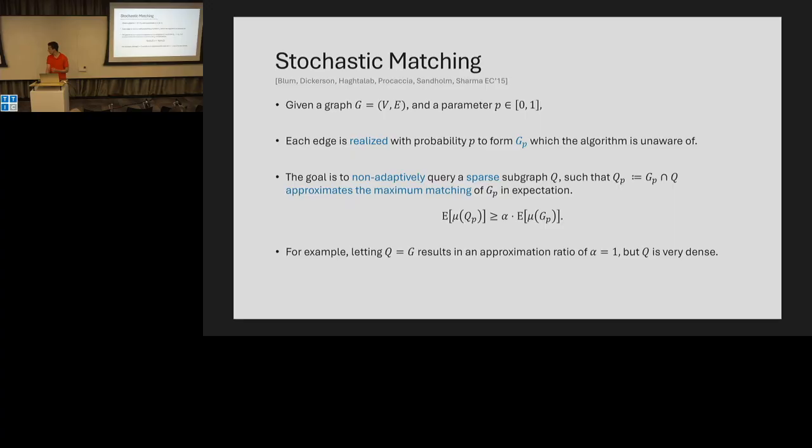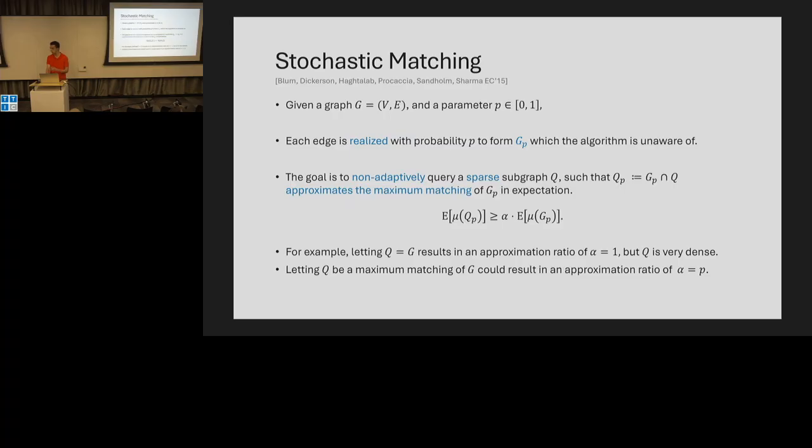Let's look at some trivial examples. One thing that the algorithm can do is querying all the graph, Q equals G. In that case, the approximation ratio is going to be perfect. It's going to be 1 because it knows all the realized edges. But it can be very dense. The queried subgraph is as dense as G itself.